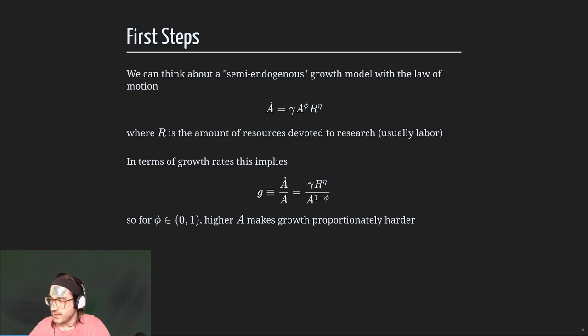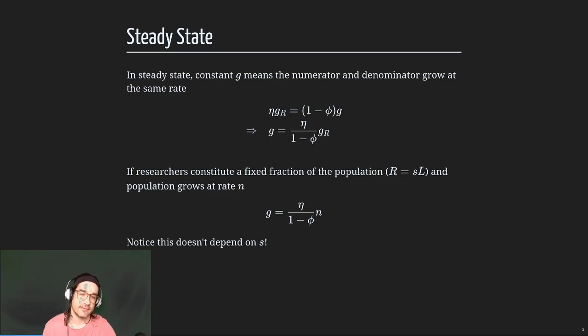If phi is greater than 1, then even in terms of growth rates, better technology today means a larger growth rate. We'll see that phi greater than 1 is pretty wacky. It's more like singularity territory. I'm going to show you that we get a singularity. So we're probably not going to go down that road, at least not today, because it's not the most realistic model. We're not really seeing a singularity.